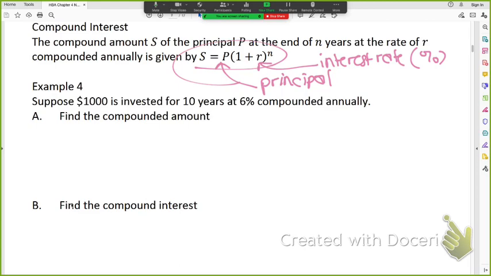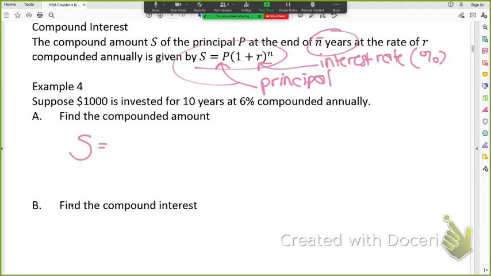In example 4, we are asked to say, suppose $1,000 is invested for 10 years at 6% compounded annually. What's the n? The n is the number of years, your time. How do we know if it's years or months? Look, it says 10 years. Here's a life hack: just read the problem.